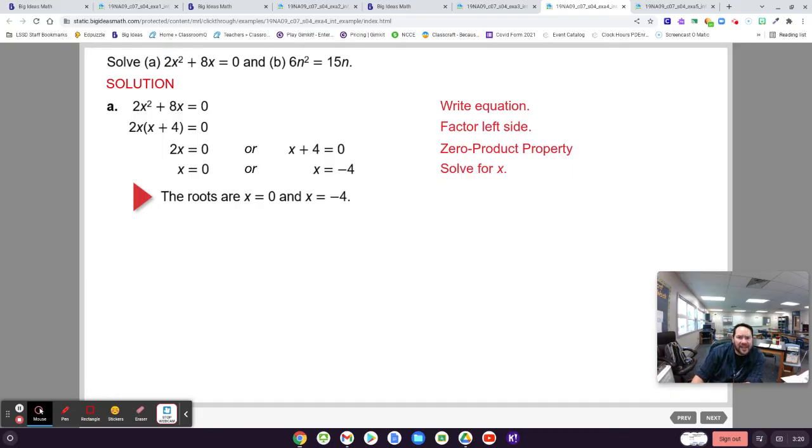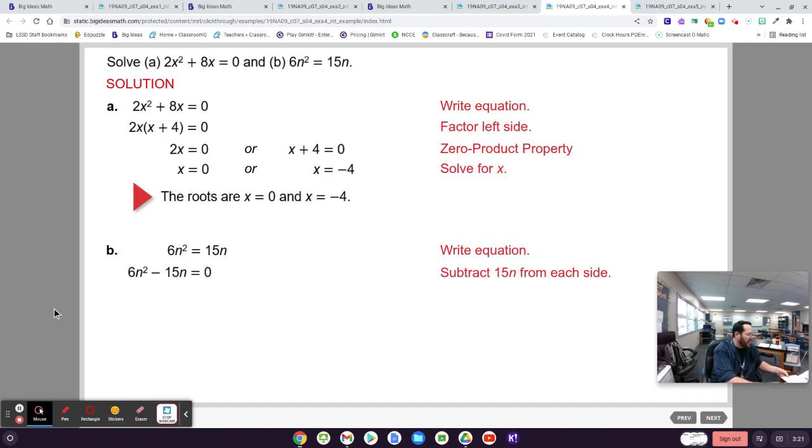Okay, for the second one, notice that we don't have an equals 0. So the first thing you want to do is subtract 15n on each side so that you get an equals 0. So take a look at that nice step, because in order to do this whole factor thing, the zero product, we have to have an equals 0, because that's the whole point of using a zero product. So if you subtract 15n on each side, now you have 6n squared minus 15n equals 0.